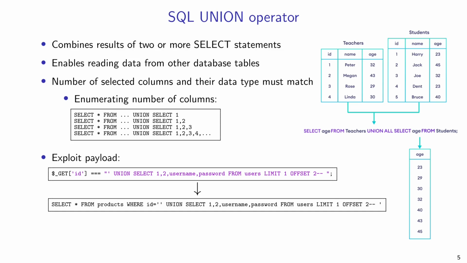Alright, so this is how we can read arbitrary data from any database table that the database user has access to. However, in order to do that, we first need to somehow find out the names of tables and columns that exist in the database. So the question here is how to discover the names of tables and columns that are in the database.